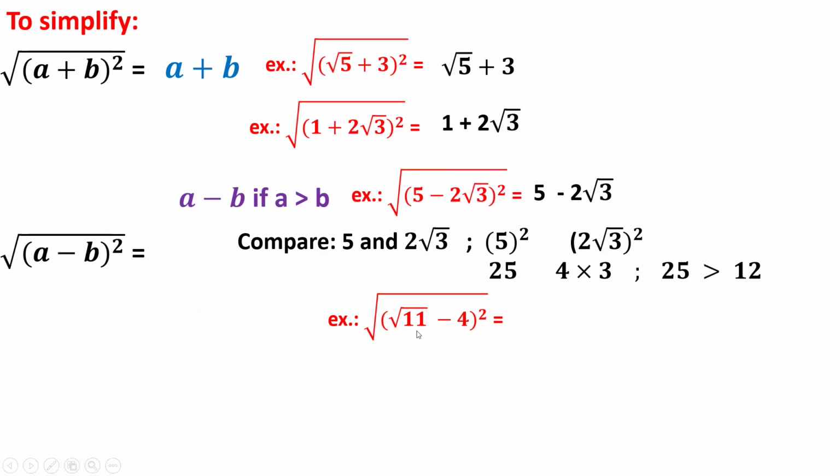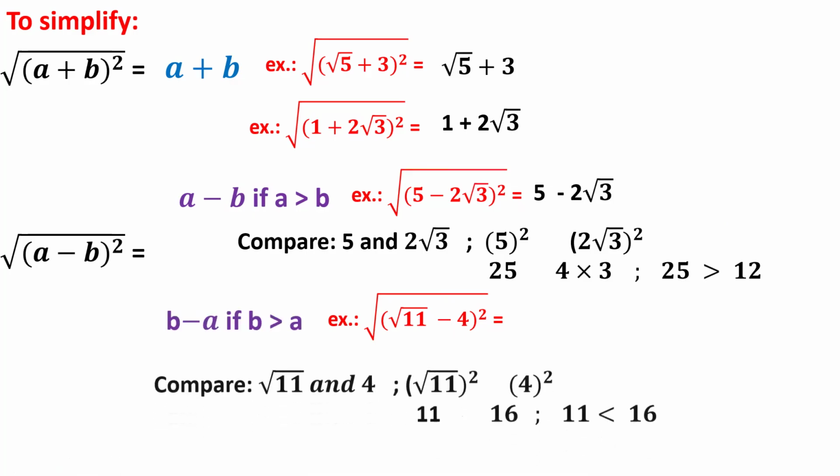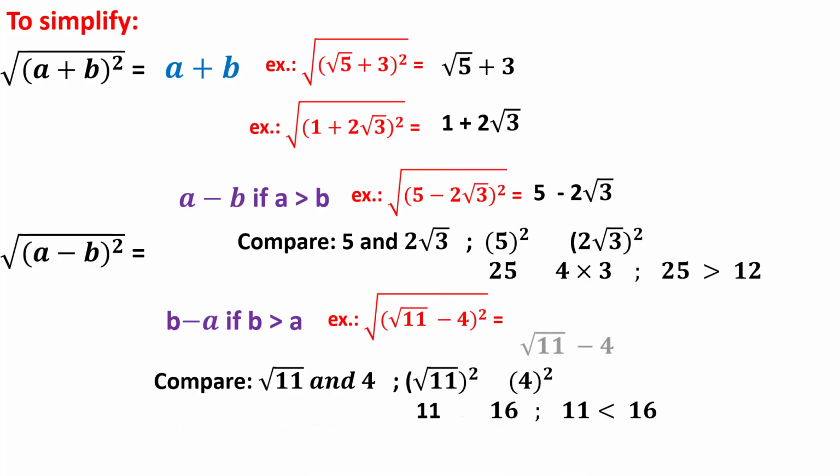Now radical 11 minus 4, all of it squared. Since I have minus, I should compare radical 11 and 4. I square both, so radical 11 squared and 4 squared. It is 11 compared to 16. Since 11 is less than 16, it comes out converted. So I switch them and it comes out as 3 minus radical 11.